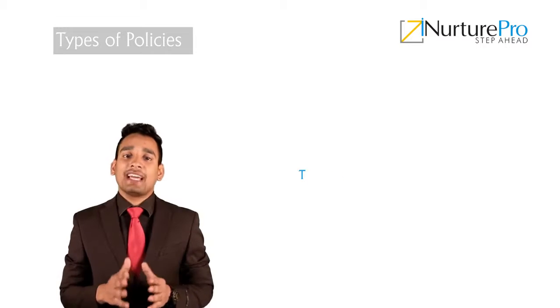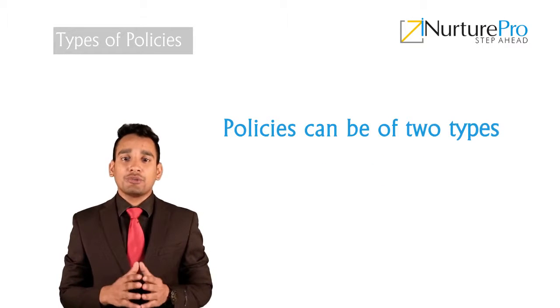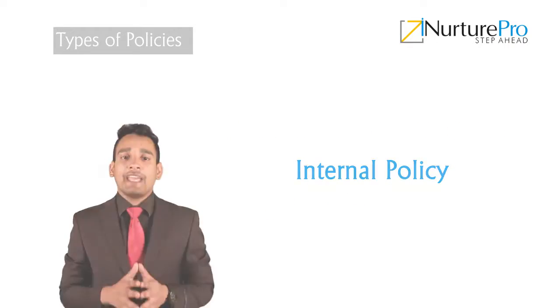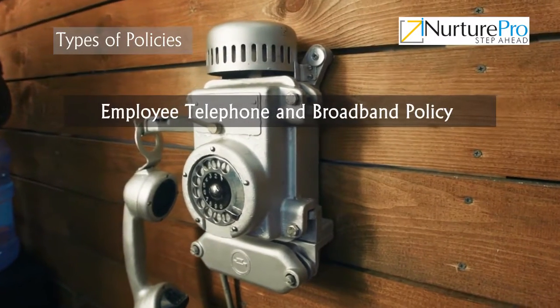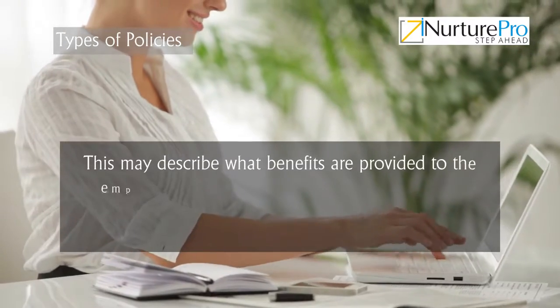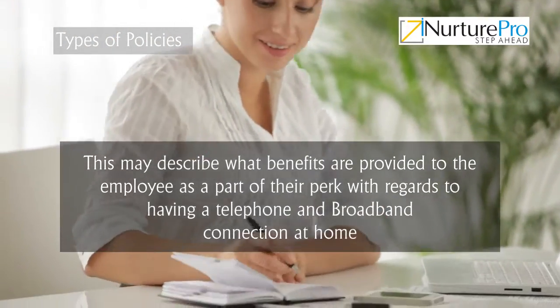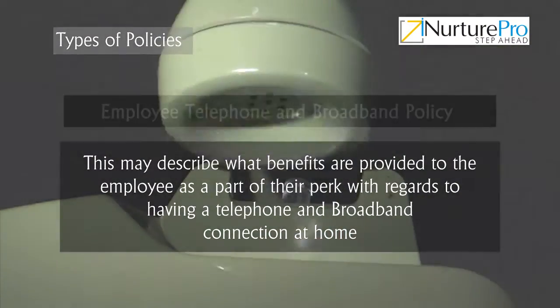Now let us look at the types of policies. Policies can be of two types, internal policies and standards. Internal policies, for example, employee telephone and broadband policy. This may describe what benefits are provided to the employee as a part of their perks with regards to having a telephone and broadband connection at home.